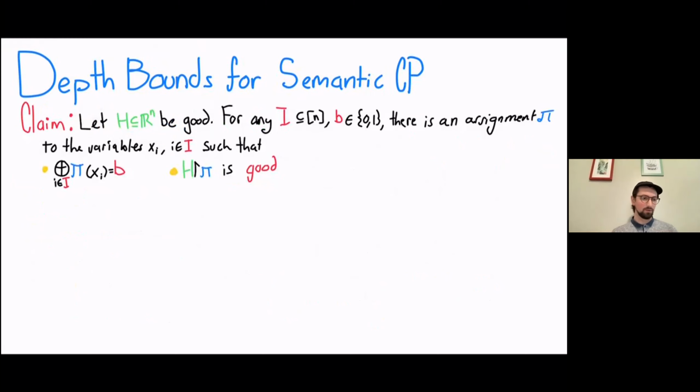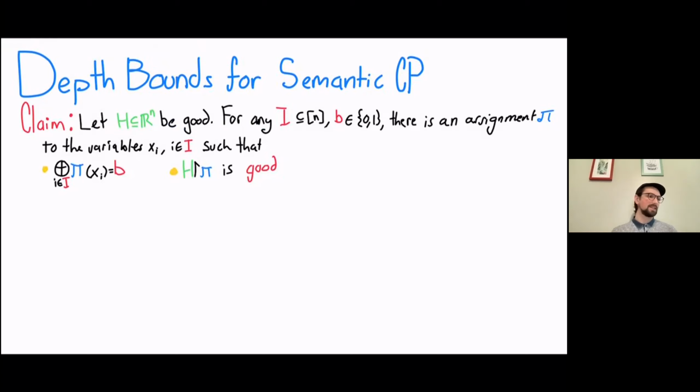So this claim says that if a half space is good, then for any subset of coordinates I and any assignment B in {0, 1}, there's an assignment pi to the variables that are indexed in the set I, such that the parity of the variables that are set by pi is B, and this half space H under this restriction pi is good.